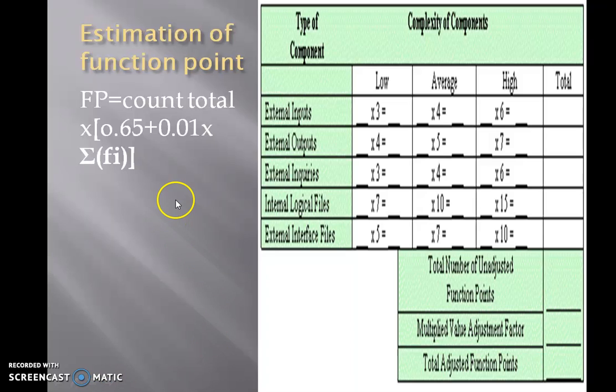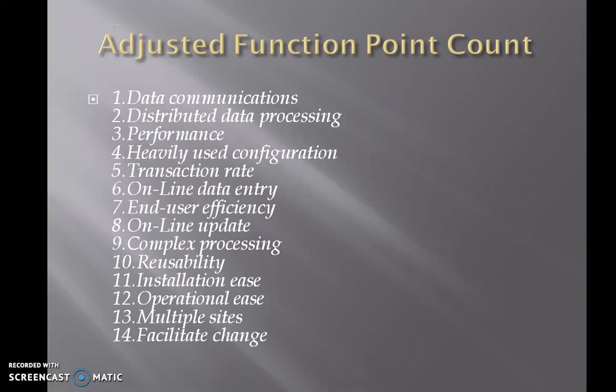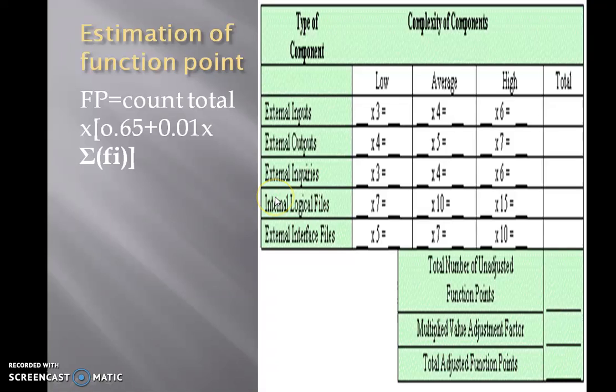Now to calculate sigma Fi, we use value adjustment factors that are used to derive the final adjusted function point count of an application. It uses 14 general system characteristics to identify the total complexity factor for the application and are classified into the following categories: data communications, distributed data processing, performance, heavily used configuration, transaction rate, online data entry, end user efficiency, online update, complex processing, reusability, installation ease, operational ease, multiple sites, facilitate change. Through these 14 factors, sigma Fi is calculated and then FP is calculated.